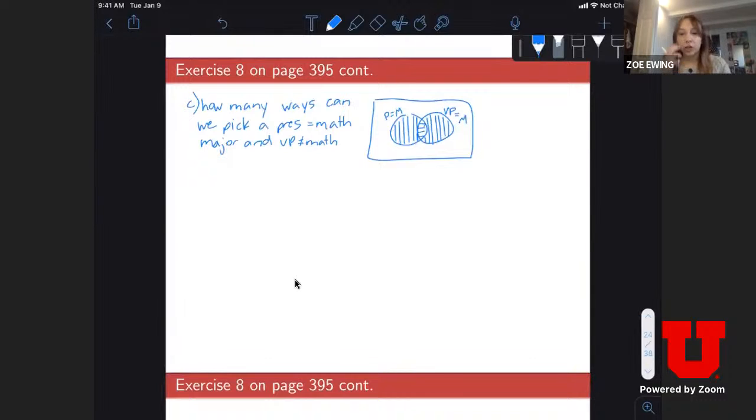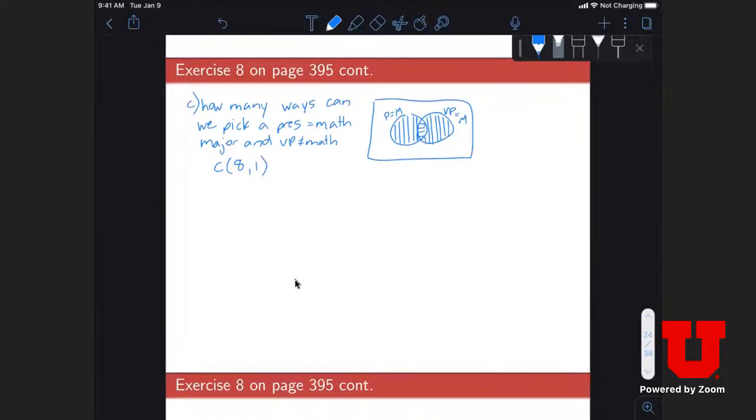Okay, so how many ways can we pick a president to be a math major? So first we want to pick the math major. So out of 8, we want to pick just one of them who is going to be our president. Okay, and then what do we want to do next? Then pick a vice president, yes, pick a vice president who's not a math major.